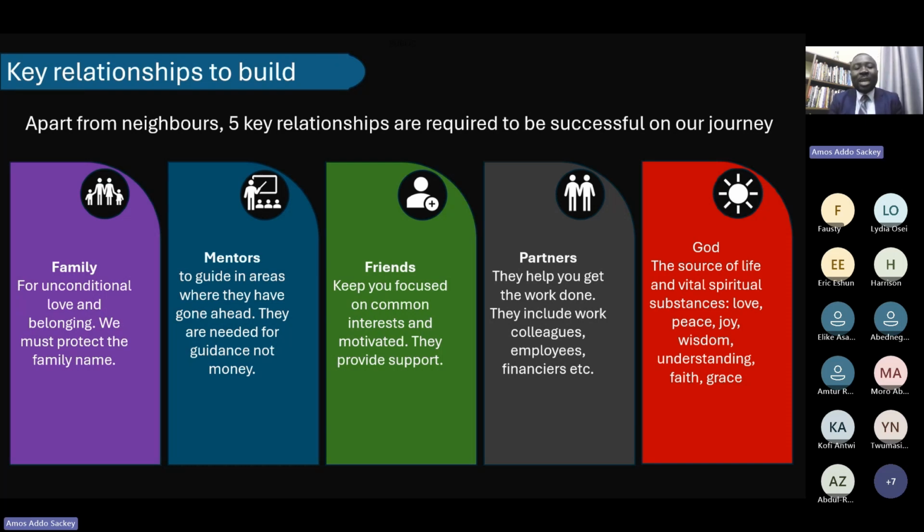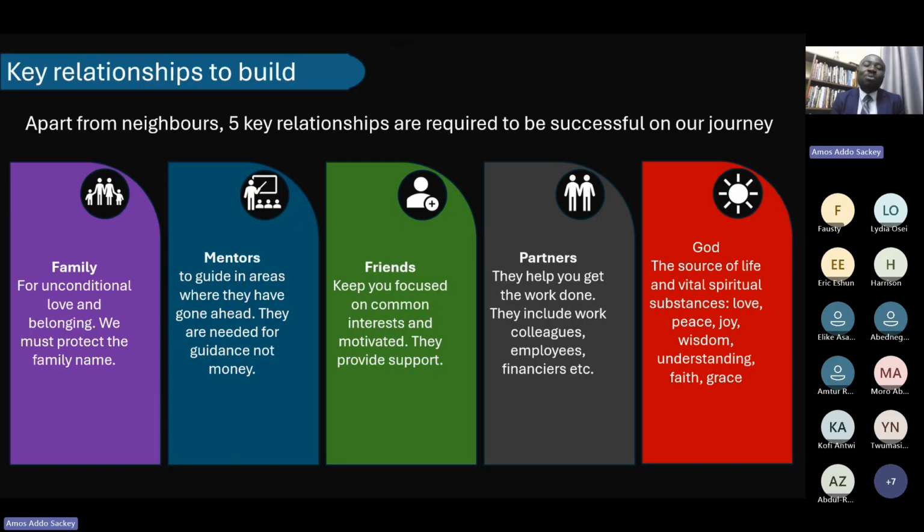We need to ensure that there is peace in our families, because we need them. Anything that makes us think that, oh, I don't need them, it's a lie. So we need to always ensure that if there are disagreements in the family, we find a way to solve them.